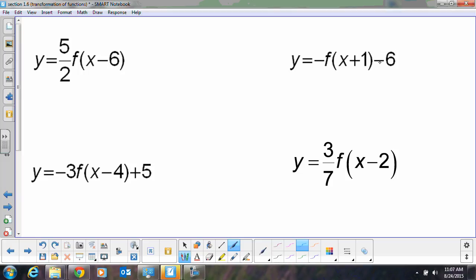All right, Christina, what do you want to do on this one? Do you want the negative, the 1, or the 6? Okay, what is this doing? Okay, so when we're at 1, we're not going to have a stretch or compression. But we do have something going on here. It's negative. So what's a negative doing? Good, over the x-axis.